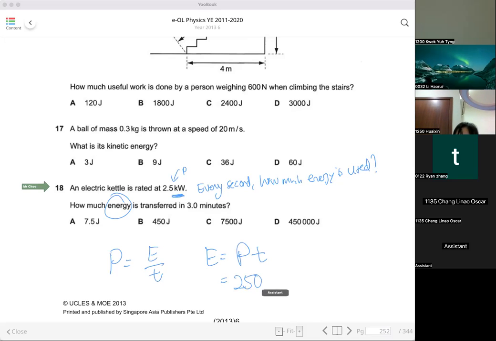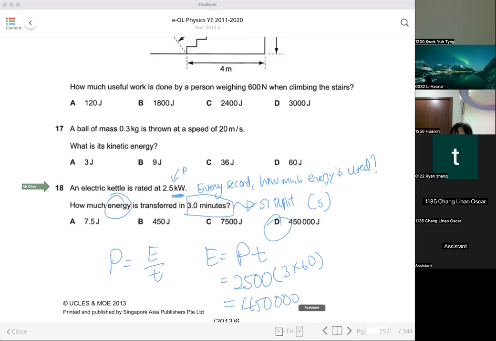In this case, the power is 2500. You must change this to the SI unit, which is second. So the time itself is 3 times 60. From here, what answer do you get? Okay, Huai Xing and Bei Kwan, do you know what mistake you made in this question? Okay, so the answer is 450,000 joules. Have you all learned why you made the mistake here?